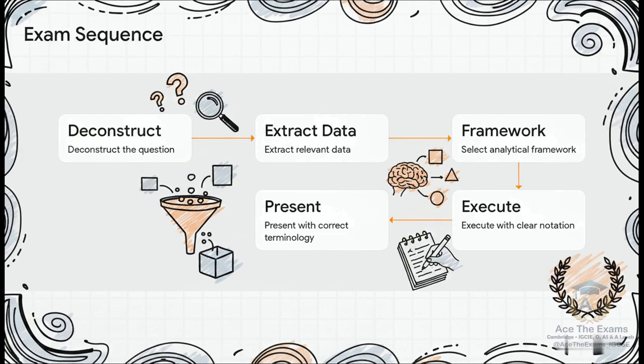Following this exact 5-step sequence is like having a cheat code. It leaves literally 0 marks on the table.